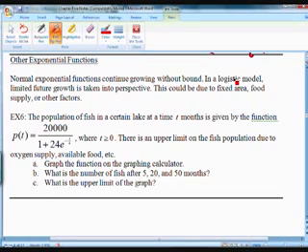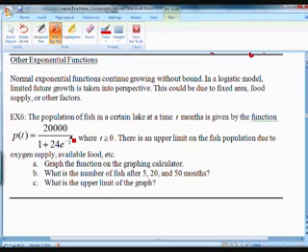Hopefully not. So think about this. The population of fish in a certain lake at time t months is given by this function, which is an exponential function because you've got e to the, and a variable in the exponent. There is an upper limit on the fish population due to oxygen supply, available food, etc. Same way with us. You'd get to a certain point where there couldn't be any more people.